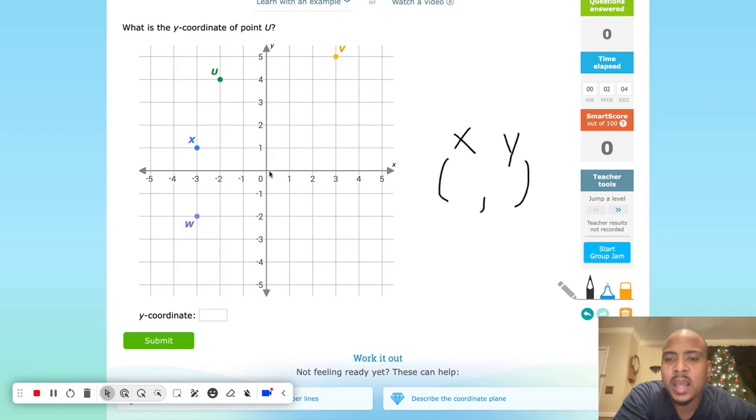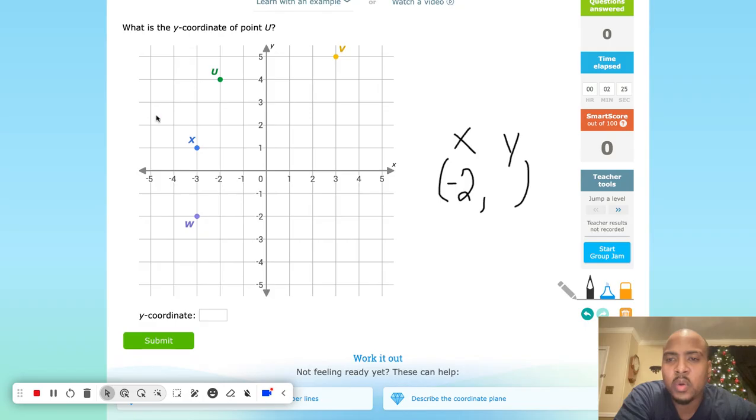So how many times did I move? 1, 2. I moved twice, but which direction did I move? I moved left, so therefore this will be -2. Remember, when you move to the left of 0, the numbers are negative. When you move below 0, the numbers are negative. When you move to the right, it's positive. When you move up, it's positive.